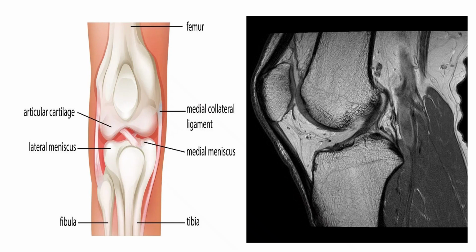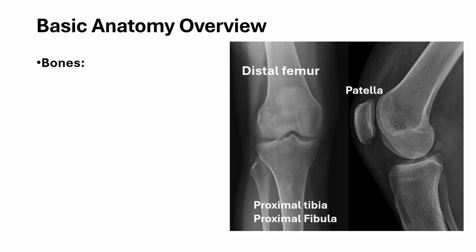So let's begin with the basic anatomy overview of the knee joint. It is the largest synovial joint, provides flexion, extension and slight rotation. And MRI is the gold standard for the soft tissue evaluation of the knee joint. It has two components, bones and soft tissue like muscle and ligaments. And there are three compartments.